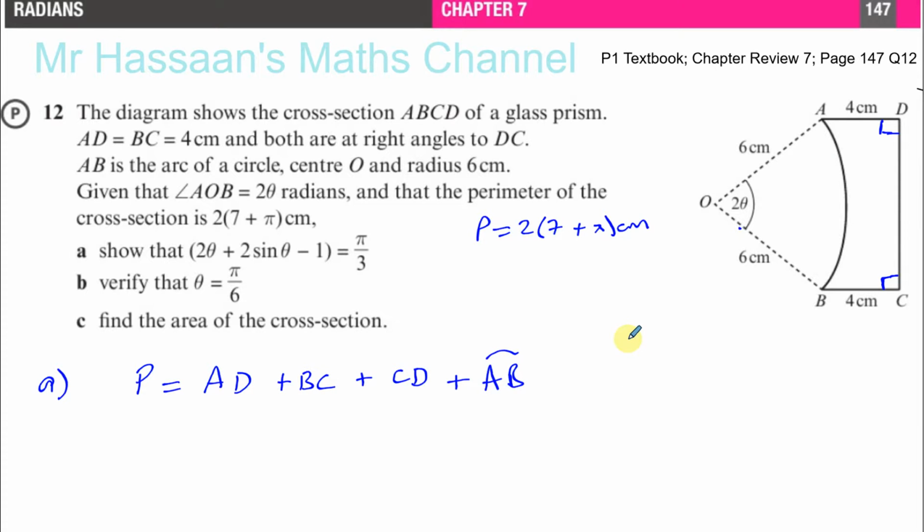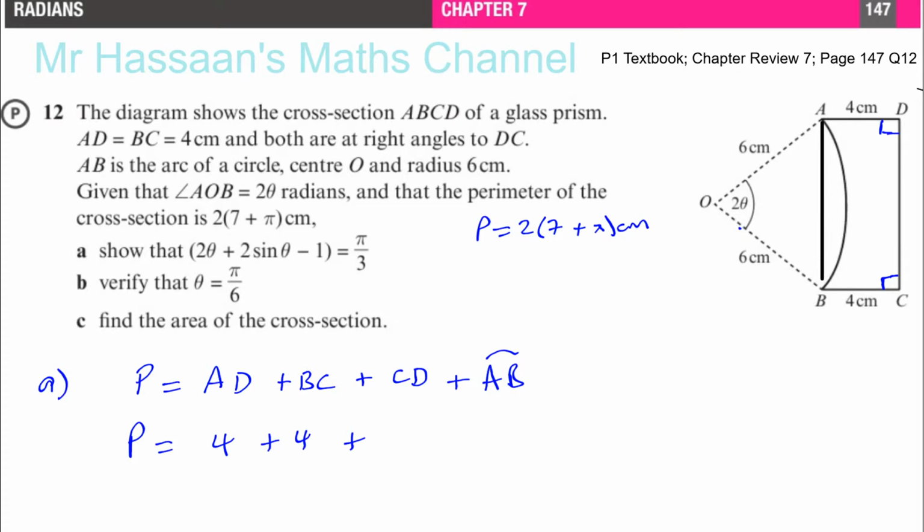AD and BC we both know are 4, so the perimeter equals 4 plus 4 plus CD. CD is the length of this line from here to here, which we don't actually know directly. However, they told us that AD is perpendicular to DC, and so is BC, so the length from D to C must be the same length as from A to B.